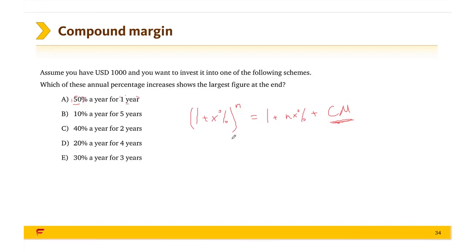So we don't know this value, but what we know is that compound margin is larger when nx, the product of n and x, is larger. So among the 5 options, the largest product of nx, which is the percentage rate and the number of years, is E. So I guess the answer should be E, 30% for 3 years. And if you want, you can do the calculations on your cell phone or on computer and check that indeed 30% growth for 3 years will get the biggest number. That's our answer. And we are ready to move on.